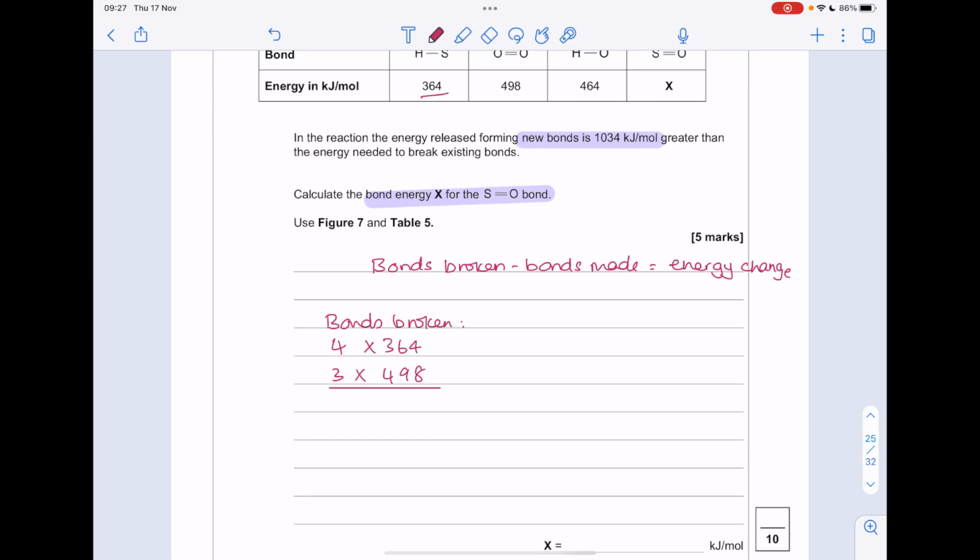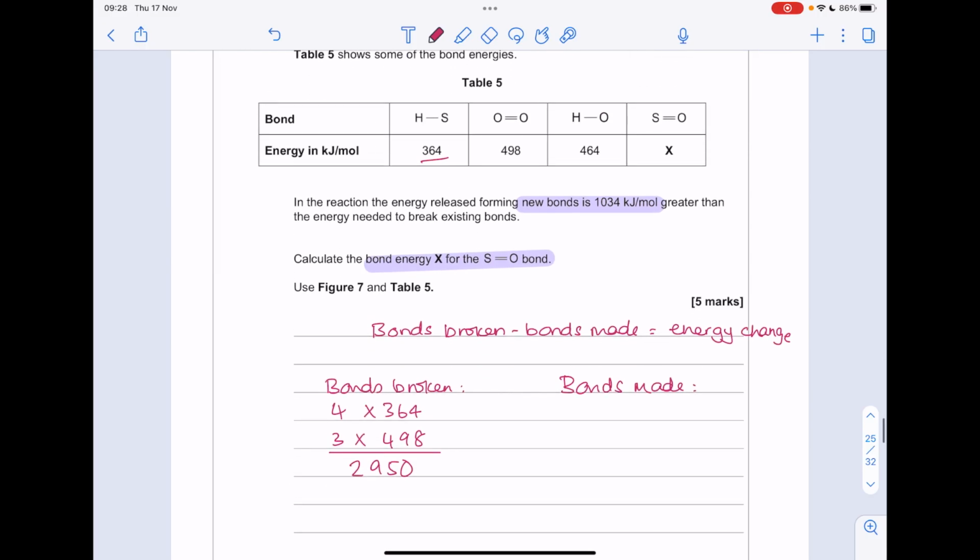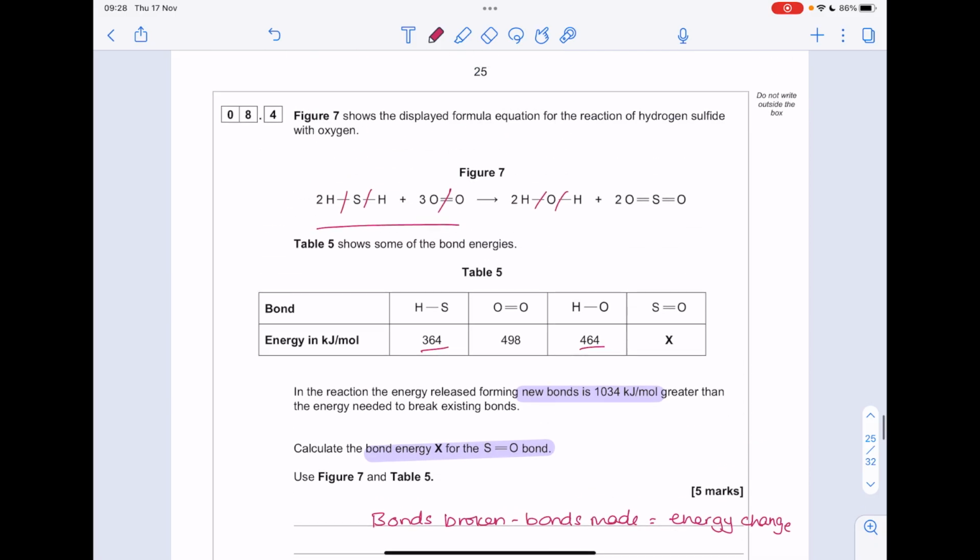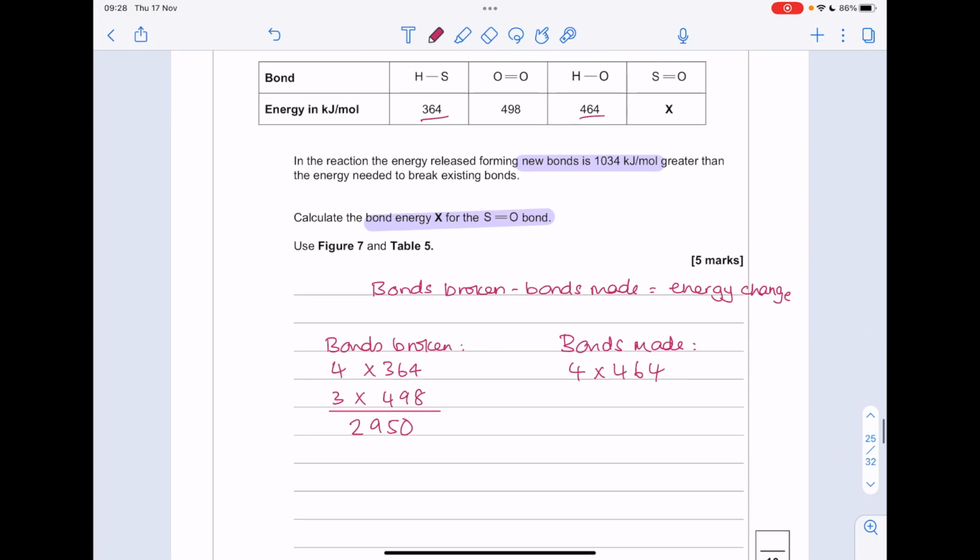So add those numbers up. What about our bonds made? We've got 4 OH bonds, so 4 times 464. And then 4 OS bonds, which is what we're after. So 4x.